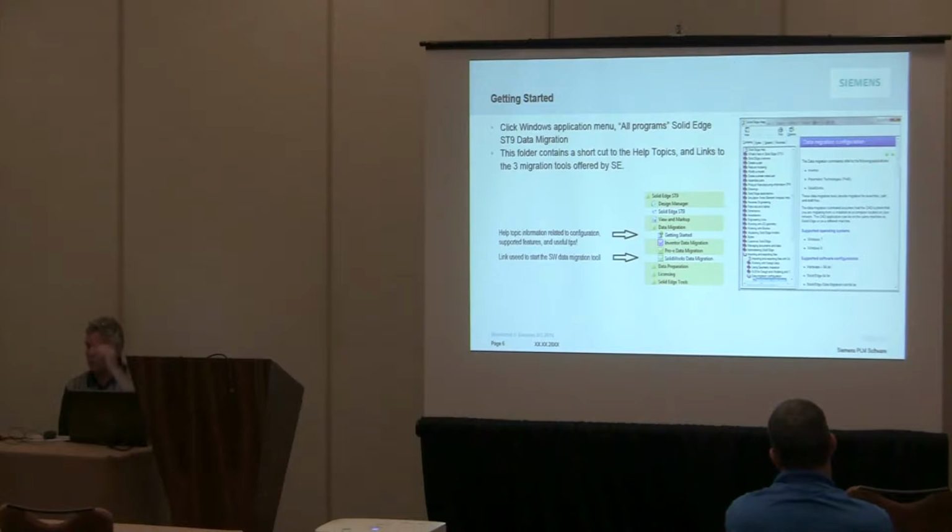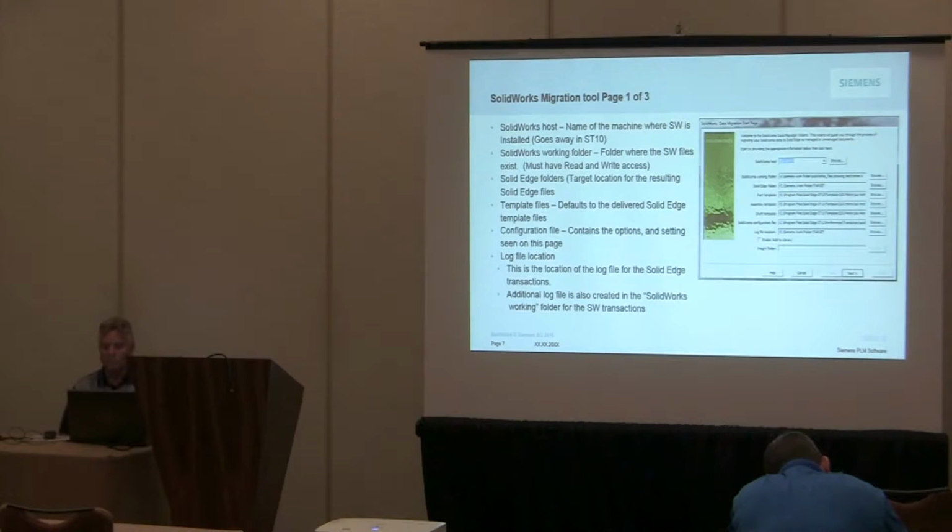And then you can scroll through that whole thing and review all the things that I'm going to tell you about today. So it's the help topics for all the migration tools and all the data, what's supported, what's not supported, etc. should be in this list right here. And then there's the executable itself. If you select the SolidWorks data migration, it's going to fire up the interface to allow you to migrate files. And that UI looks like this.